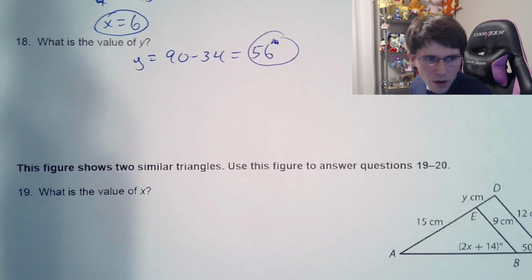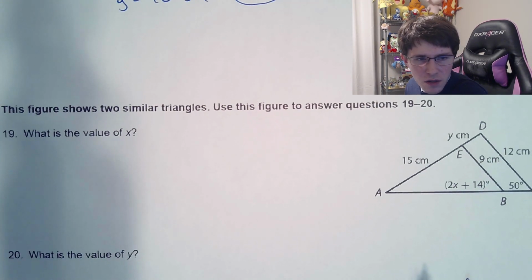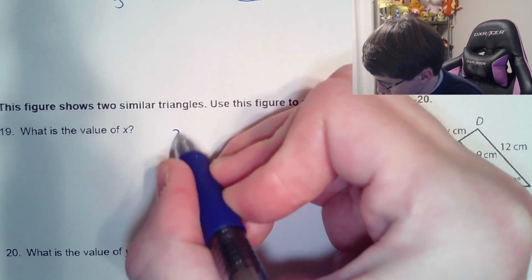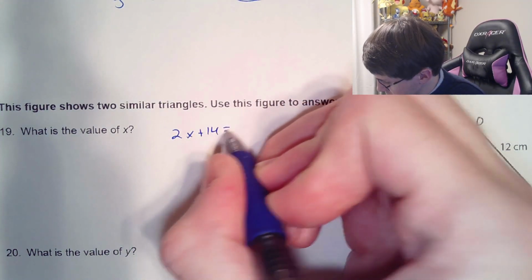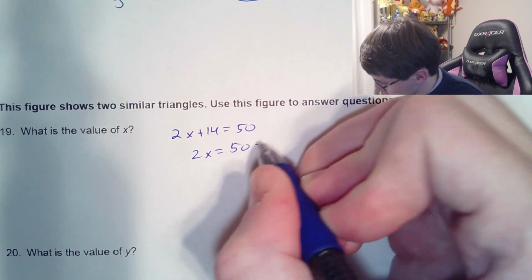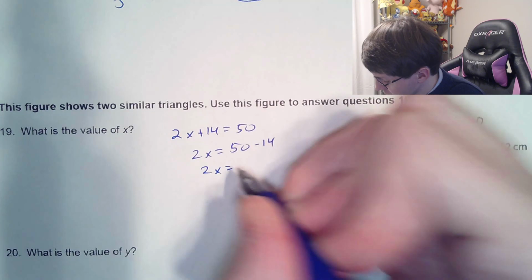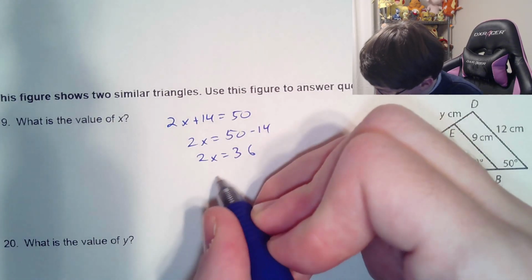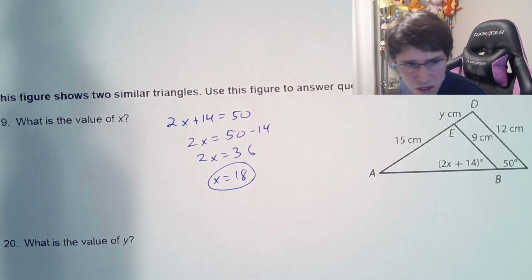All right, we only have 2 more problems left. What is the value of x here? So again, they're similar triangles, and angles are always equal to each other. So we can just set this up. 2x plus 14 is equal to 50. We're going to move that 14 to the other side, showing all the work here. Again, you don't need to show nearly this much work on these problems. Equals 36. Divide both sides by 2, and you're going to get 18.